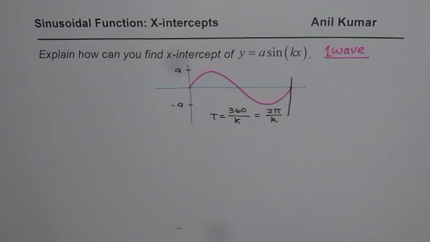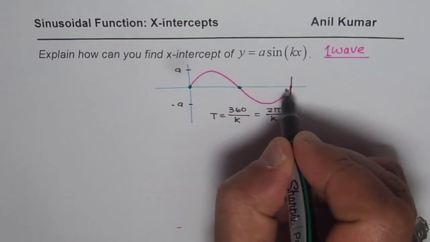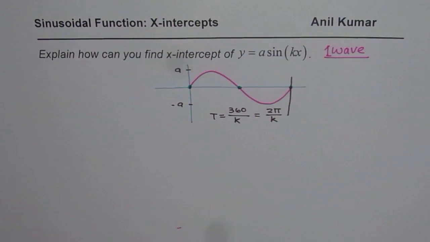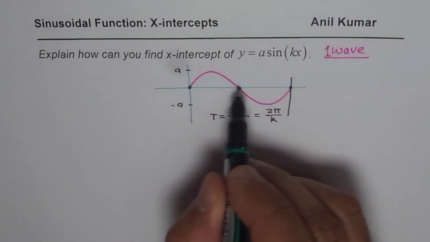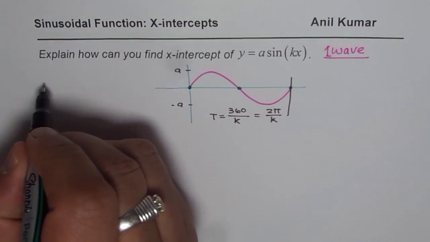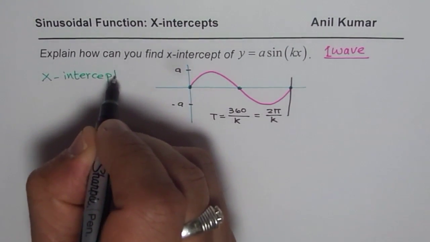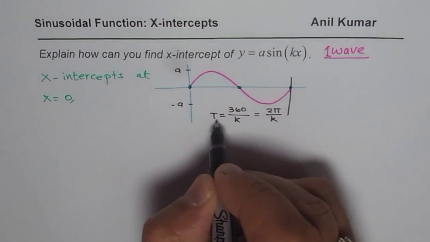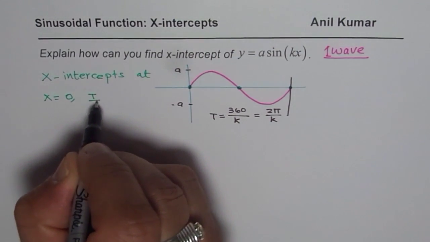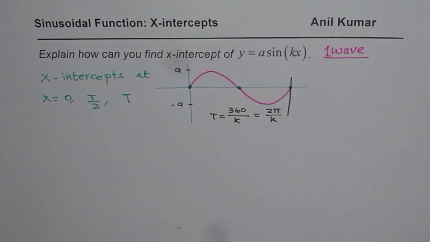As you can see from the graph very clearly, this graph has three x-intercepts, right? And the location of x-intercepts is what? In one full wave, we have x-intercepts at x equals 0, and then half of time period, so T by 2, and time period T. So that is in general the x-intercepts for a sine function, correct?